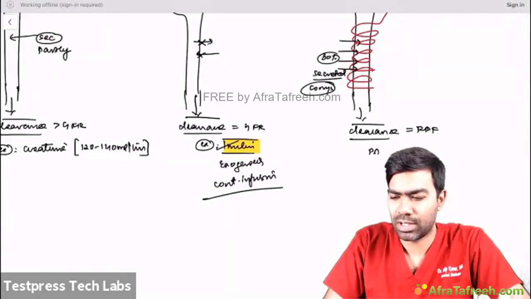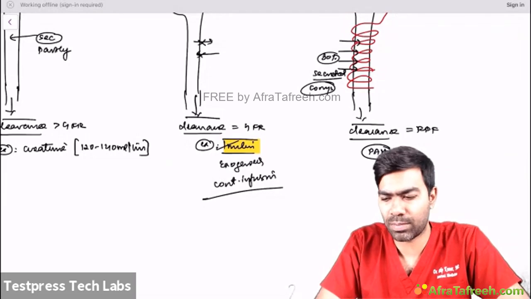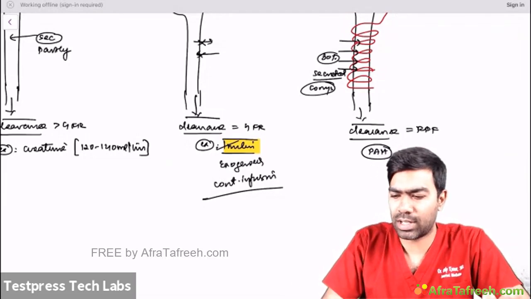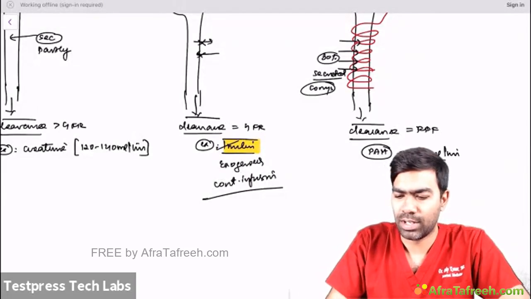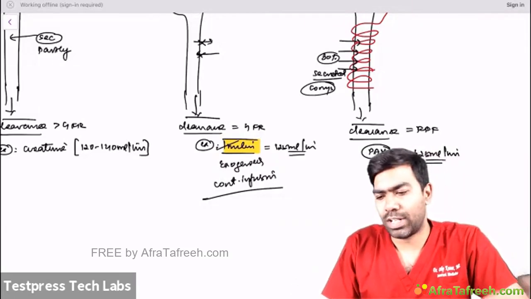There are many substances like this, but the classic example is para-aminohippuric acid. PAH clearance is equal to renal plasma flow, where the clearance of PAH will be approximately 625 ml per minute. That's what they will ask you in the exam. Clearance of inulin will be equal to 125 ml per minute. That's equal to the GFR.